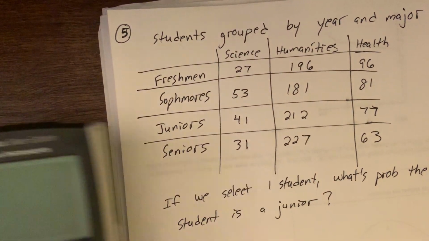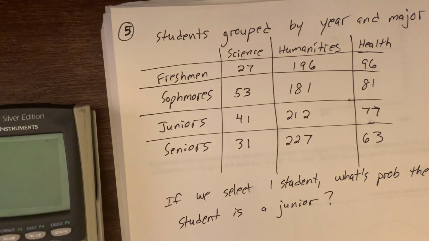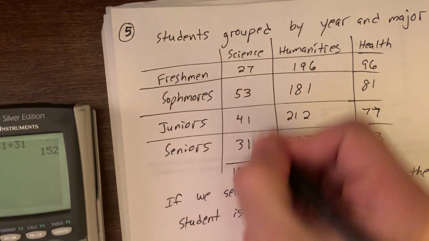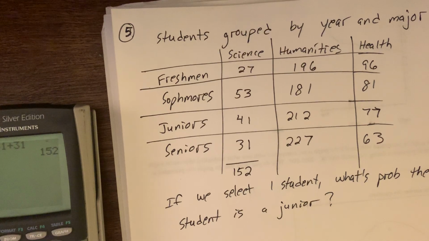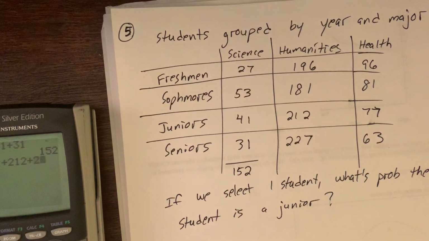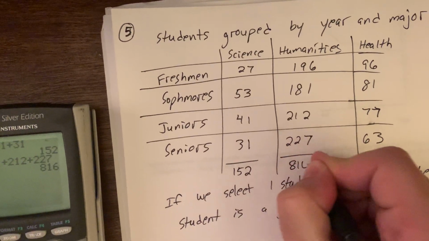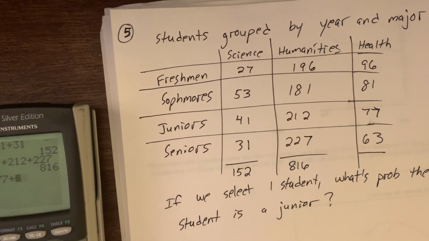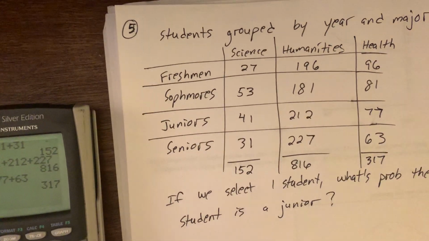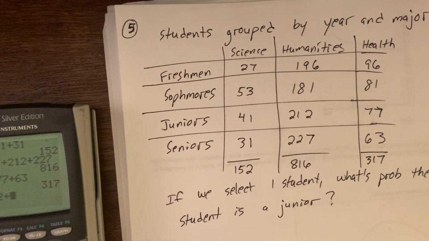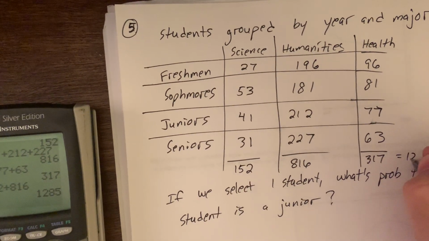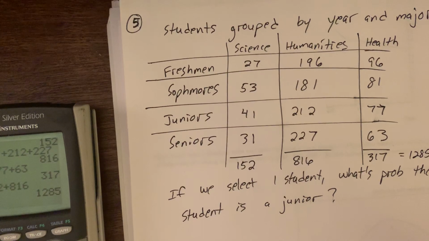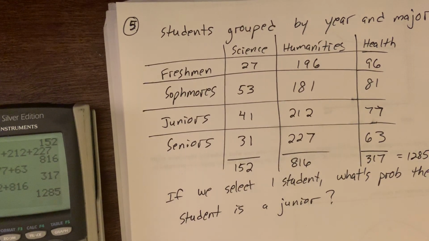So I'll just take a moment, just doing it on my calculator. I'll make a note. So going this way, I had 152 science majors, 816 humanities majors, and then for my health majors, 317. So when I add those together, that gives me a total of 1,285 students. Notice I could have done the same thing if I added all the freshmen together.